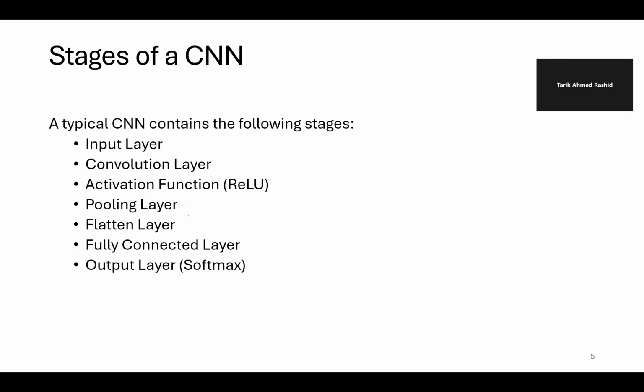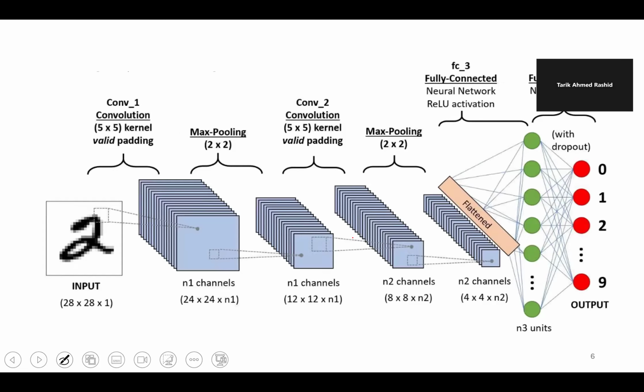Phases of CNN, it has several phases. The first one is input layer. Second one is convolution layer and activation layer, pooling layer, next flatten layer, and after fully connected layer, and finally output layer. So this input layer, then convolutional, max pooling, convolutional, max pooling, convolutional, max pooling, and so on and so forth until the final, which is called fully connected layer.